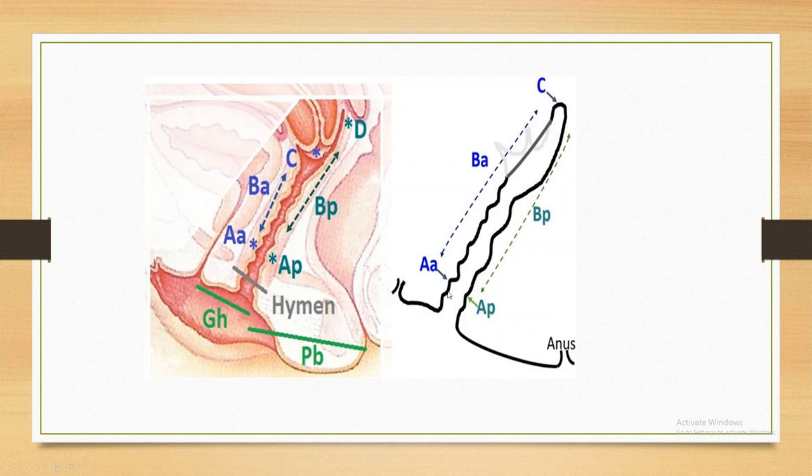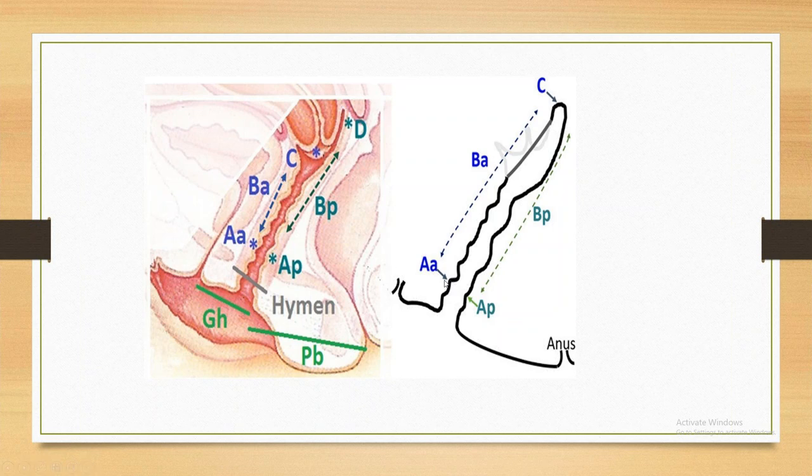With maximum prolapse, anything can be out. There can be full anterior wall eversion, so we can't know exactly where this A point is. So with reduction, we have to see where exactly the A point is situated. A is exactly 3 centimeters proximal to the hymen, so we have to mark that point.